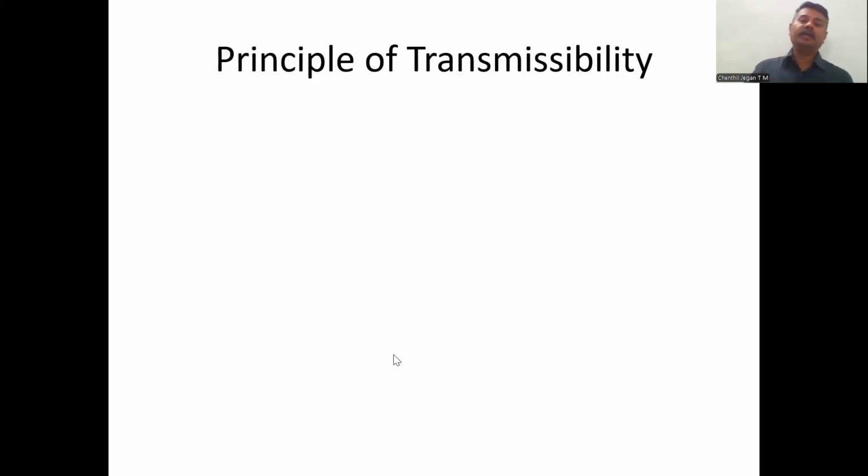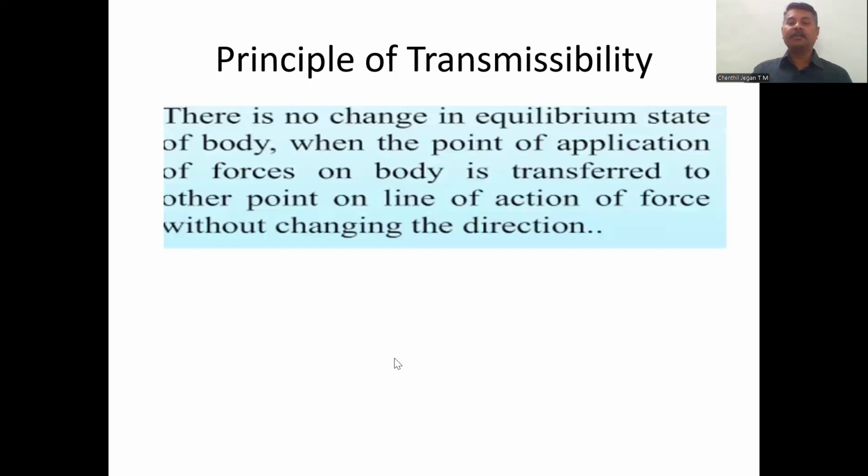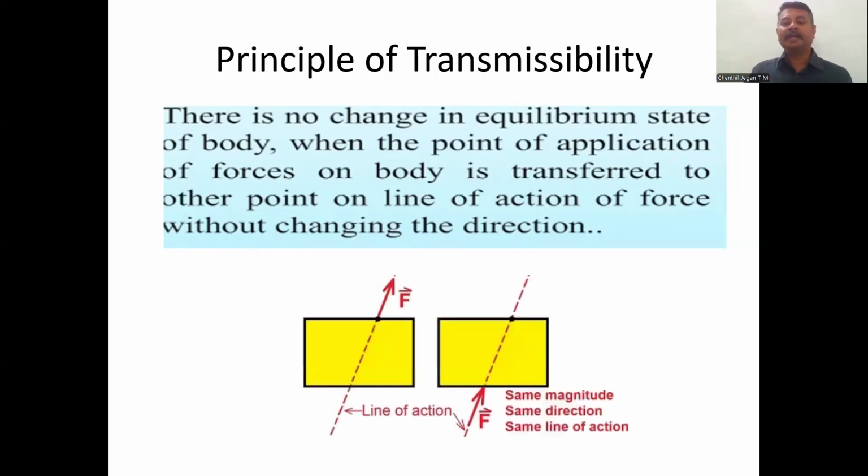Then we can go for the next law, that is the principle of transmissibility. This states that there is no change in the equilibrium state of the body when the point of application of a force on the body is transferred to another point on the line of action of the force, without changing the direction.